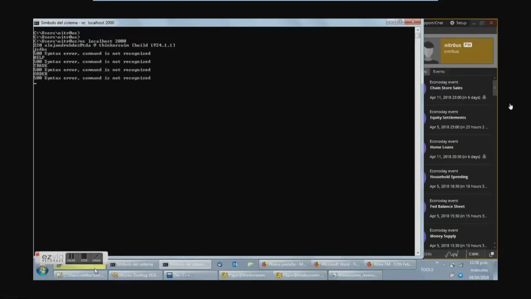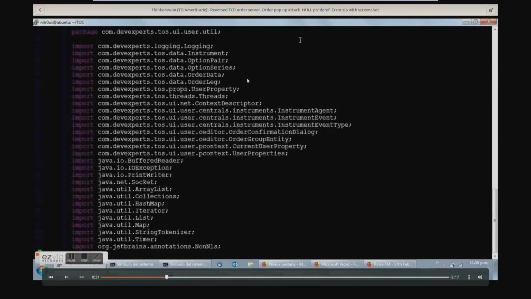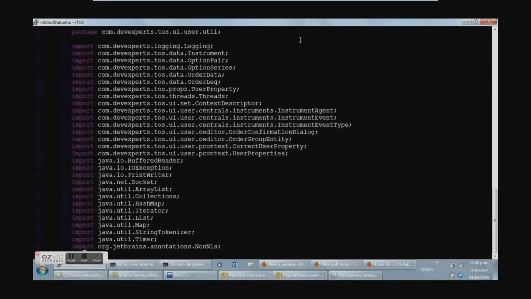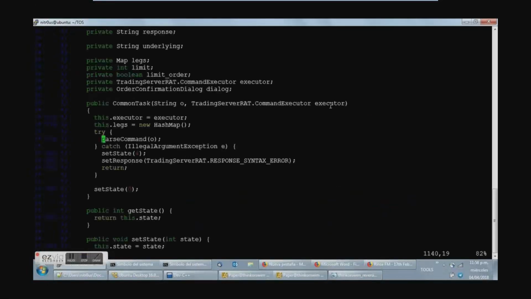So I looked for this string, "syntax error", in the reverse engineered Java application. I found the error message and tracked down what was parsing it. This is basic reverse engineering.